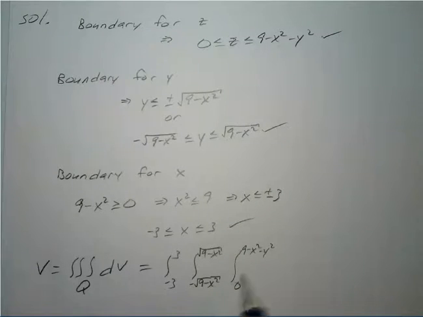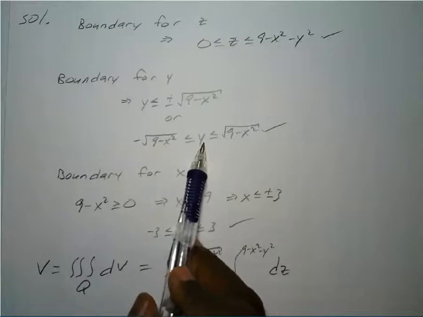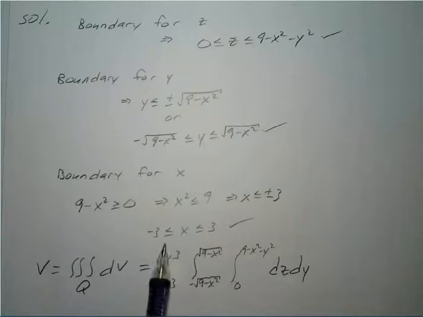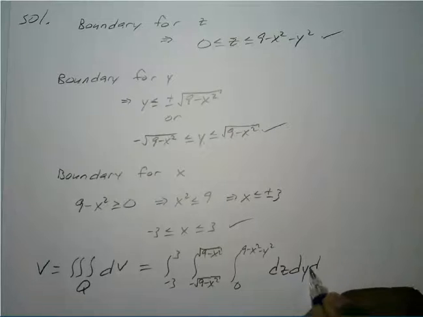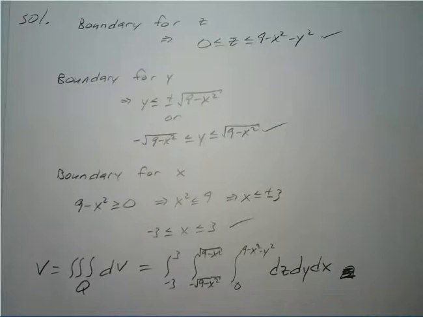Again, since the z is the closest to the center, I'm going to go dz. Y, by that being second, I'm going to do that second. And with the x boundaries being on the outside, we go ahead and put that on the outside. Okay, so we set up our triple integral. Remember, we didn't have to solve it, just had to set it up. Alright, so if you are still writing, feel free to press pause. But we're going to go ahead and move on to our next example.